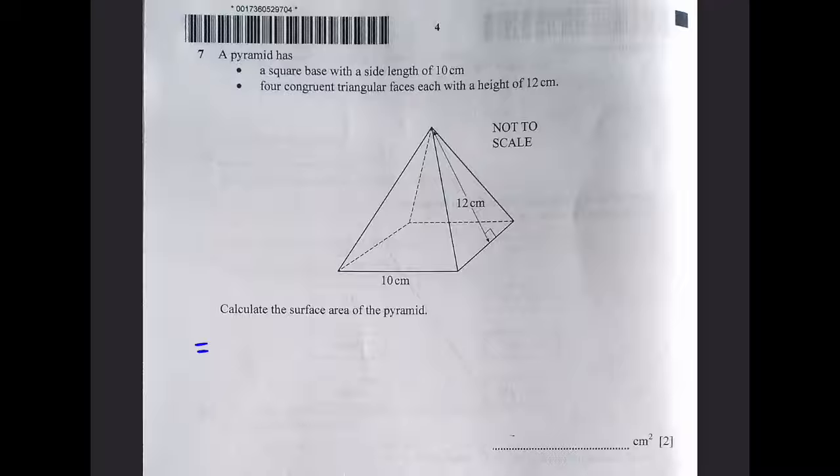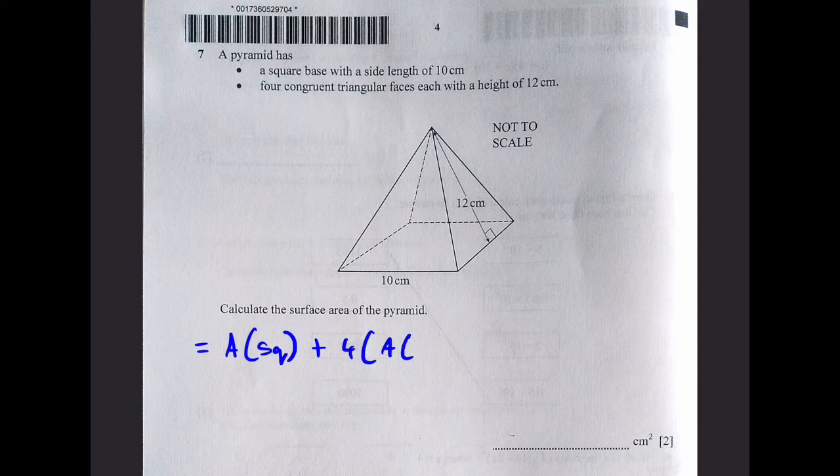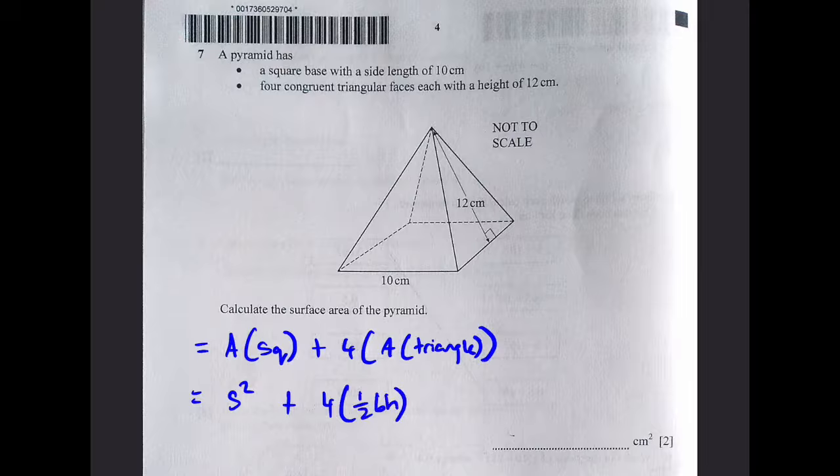So that'll be the area of the square plus 4 times the area of the triangle. Now, which triangle am I talking about? It's the triangle face over here. So the area of the square will be side squared, plus 4 into the area of the triangle, which is half BH. Side squared, that'll be 10 squared, and the area of the triangle, half BH, will be using the height 12 and the base. Since it's a square, this is also 10 centimeters here, so the base is also 10.